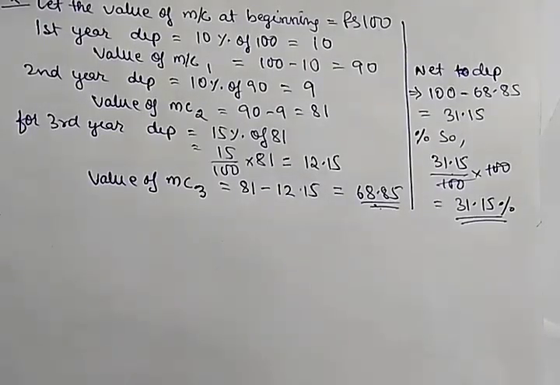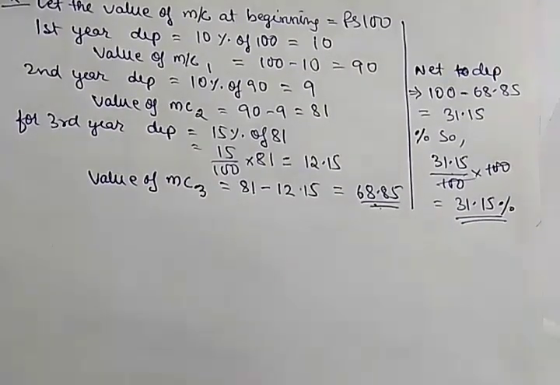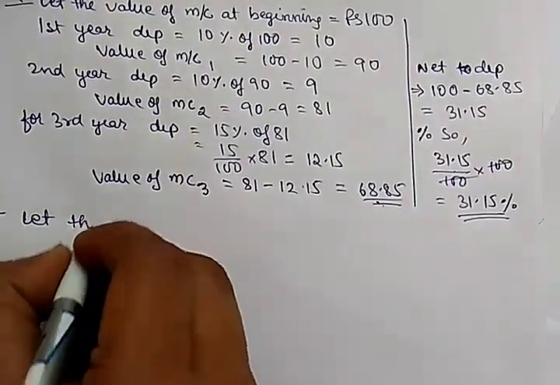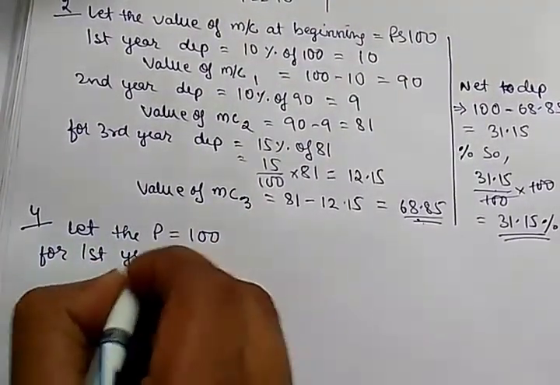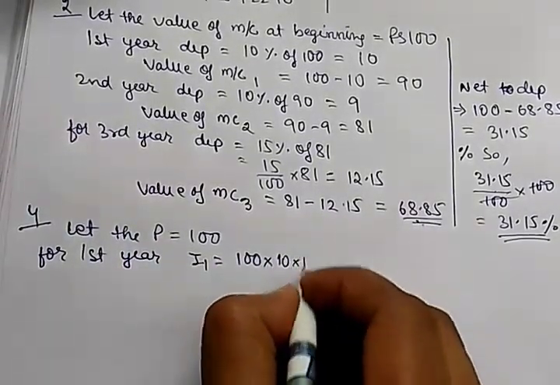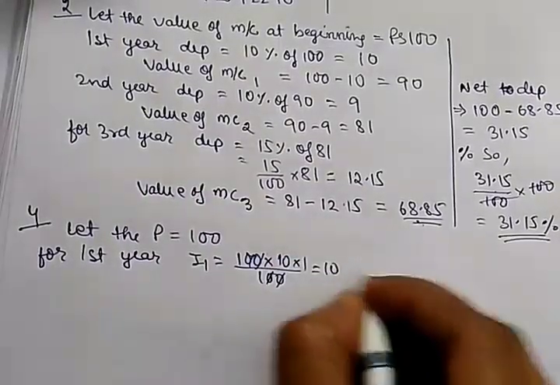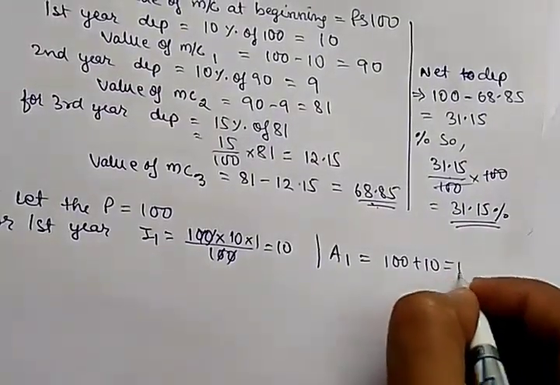Question number 4. On a certain sum of money invested at the rate of 10% per annum compounded annually, the interest for the first year plus the interest for the third year is rupees 2652. Find the sum. Means I1 plus I3 is given, 2652. We have to find the principal. So let the principal be rupees 100. So for the first year, I1 is equal to 100 into 10 by 100, so rupees 10. So amount at the end of the first year will be equal to 100 plus 10, that is 110.